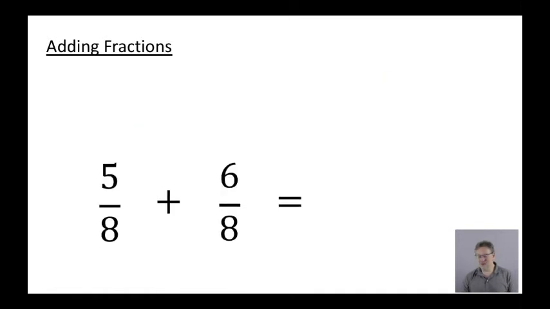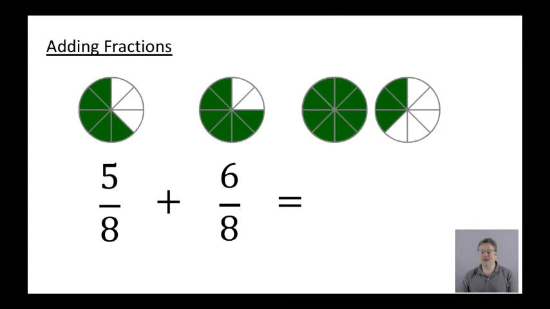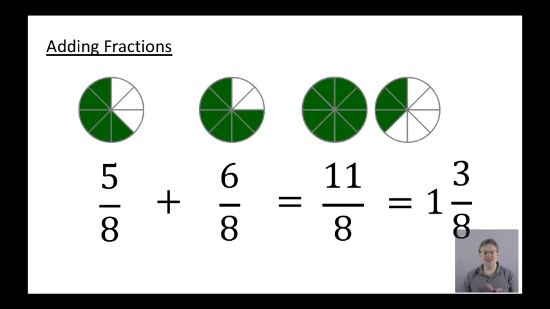5/6, we can visualize it that way. 5/8, we can visualize it that way. 6/8, we can visualize it that way. If we add those together, we actually get something greater than 1, either a mixed number or an improper fraction. The improper fraction will be 11/8, the mixed number being 1 and 3/8. Once again, see if you can discern what the pattern is. How do we add fractions?